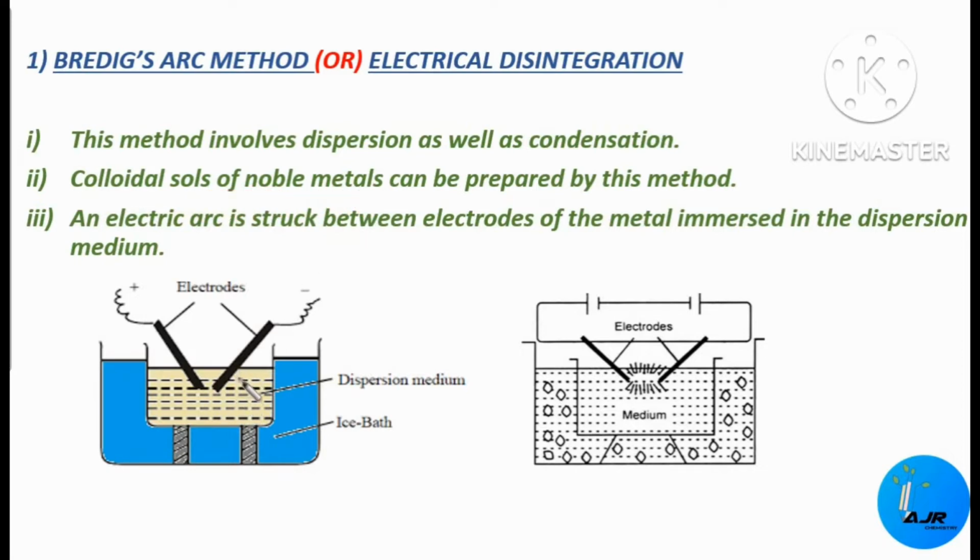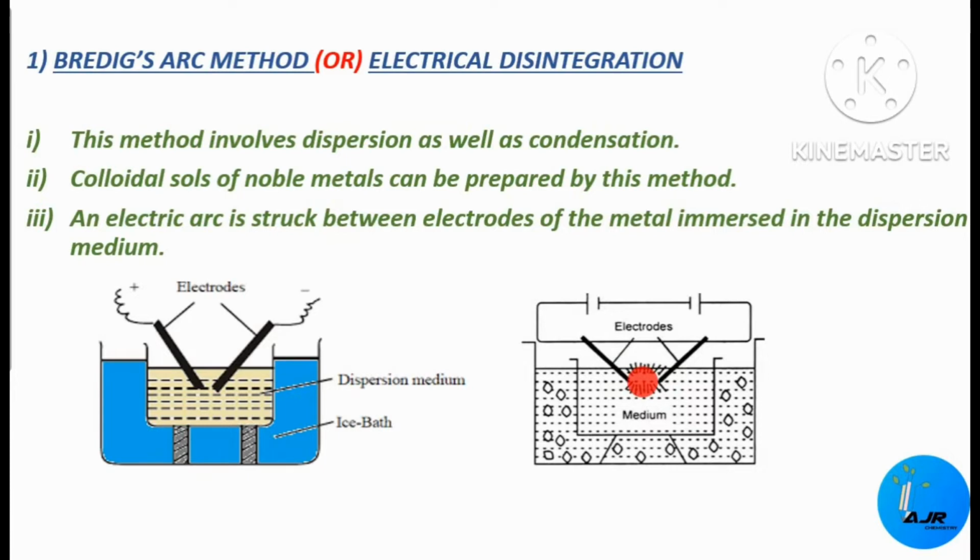Here an electric current of 1 ampere at 100 volts is applied. When the current is applied, an electric arc will be produced. An electric arc will be struck between these two metal electrodes immersed inside the dispersion medium. When the arc is struck, an intense heat will be produced, an enormous amount of heat energy.